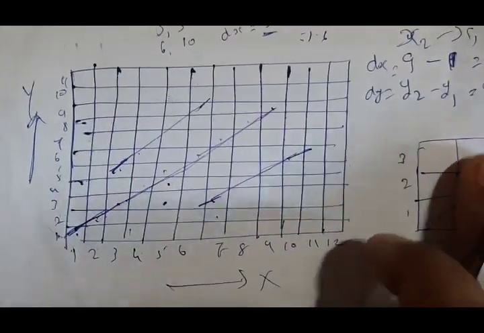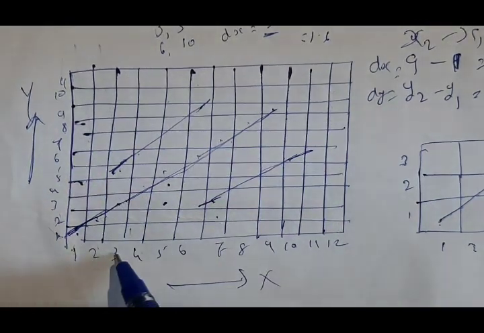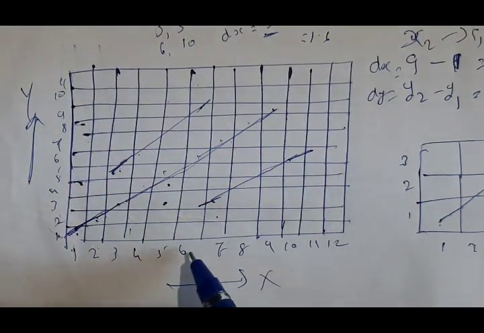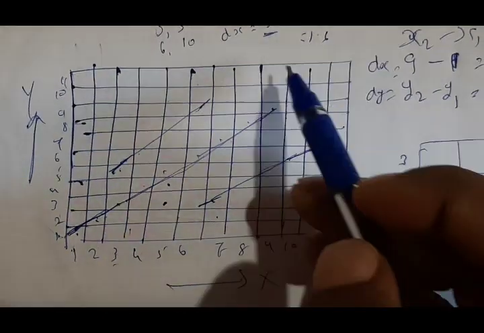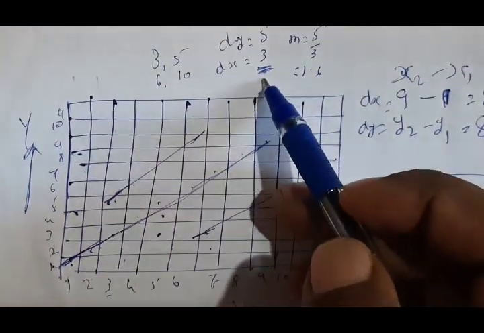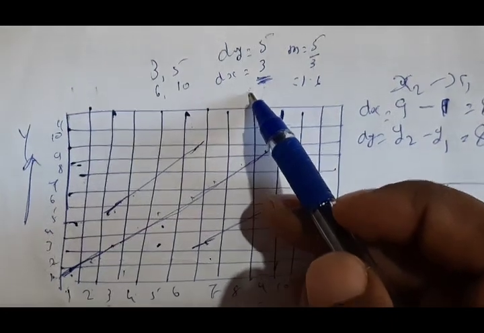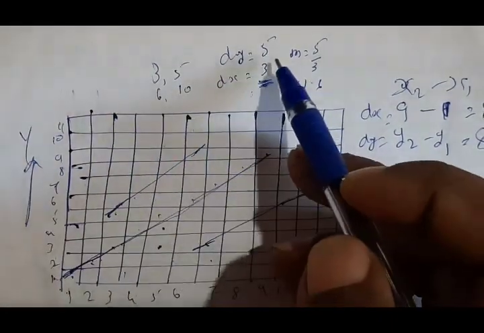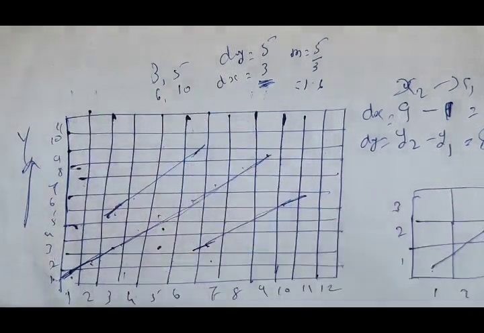Okay, but here only 3, 4, 5, 6 last. The only difference is what? How much? The difference is 3 in the x direction. In the y direction, 5 is the difference. So here the difference is not the same.